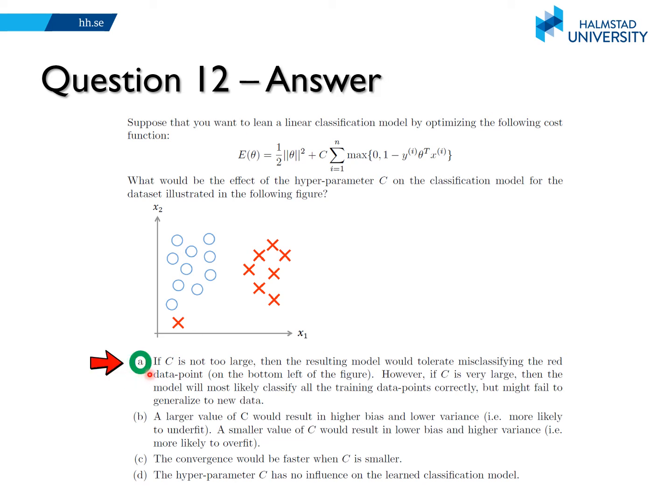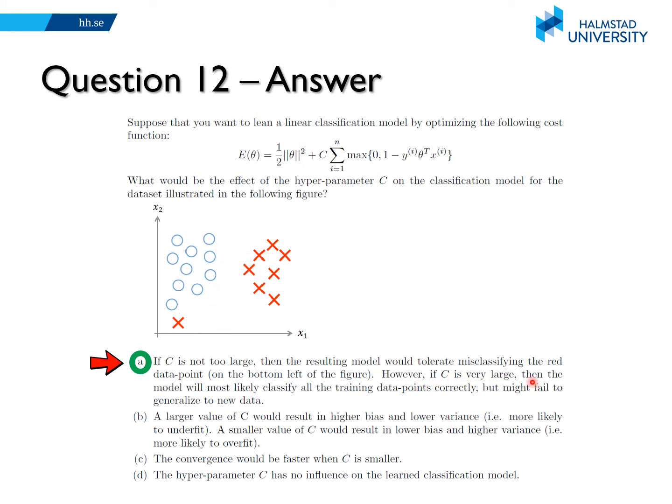The correct answer is A. So if C is not too large, then the resulting model will tolerate misclassifying the red data point that we have here. So we will get a model which maybe looks like this. Because when C is not too large, then we are also giving importance to minimizing this part here. And minimizing this part means we want a large margin.